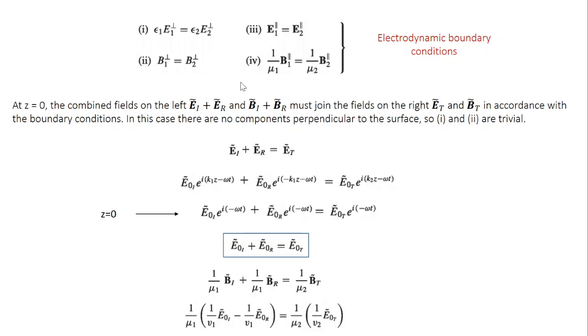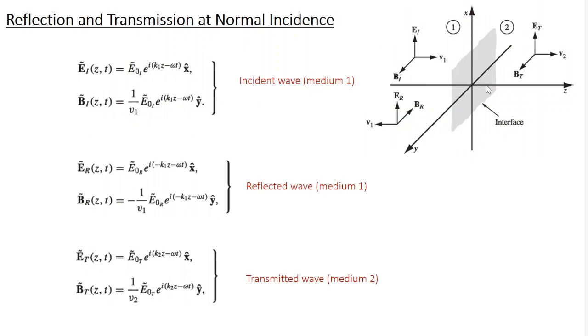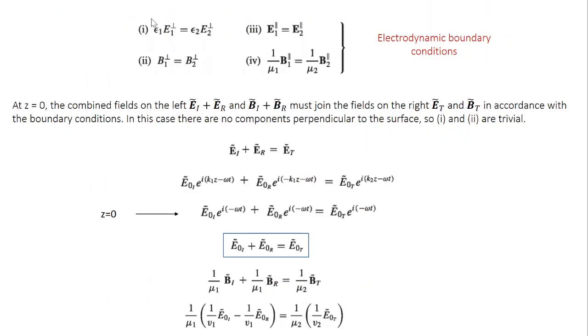So we have two sets of boundary conditions, one for the perpendicular component and one for the parallel component. A closer look at this geometry reveals that both electric field and magnetic field are parallel to the interface, right? There is no component perpendicular to the interface. So straight away you can disregard the first two equations here because we do not have any perpendicular component. So let's stick to the third and fourth electrodynamic boundary conditions.